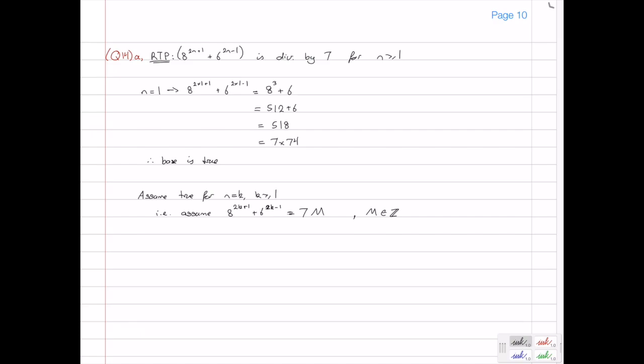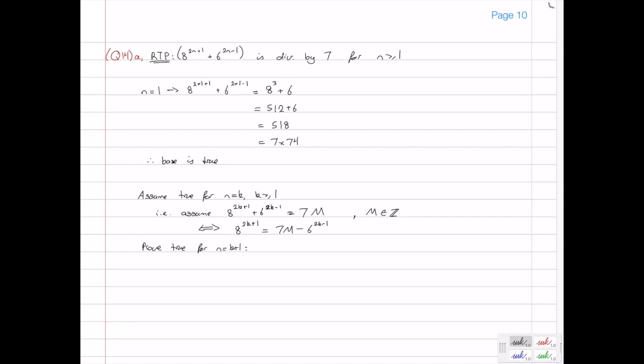Okay, and what I'm going to actually do is rewrite this in a slightly different way. I'm just going to move this 6 term to the other side. So it's going to be 8 to the 2k plus 1 equals 7m minus 6 to the 2k minus 1. And you'll see why in a minute. So I want to assume this. This is my inductive hypothesis. Now I have to prove it for n equals k plus 1. So now I have to prove that the statement is true for n equals k plus 1.